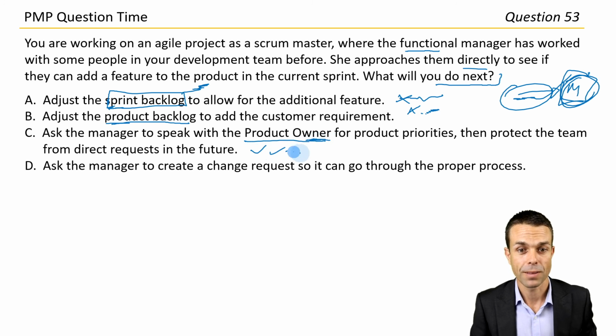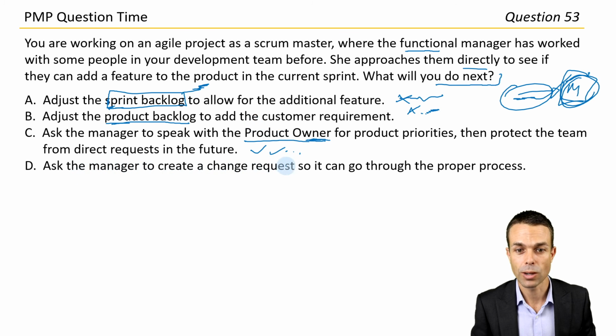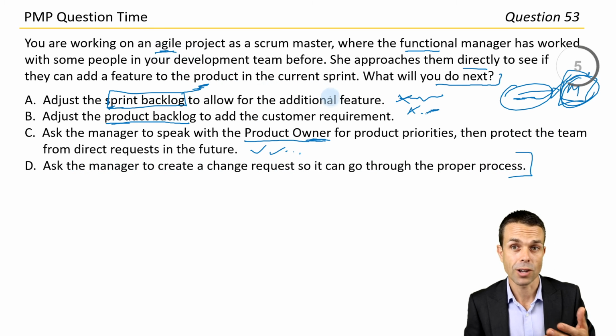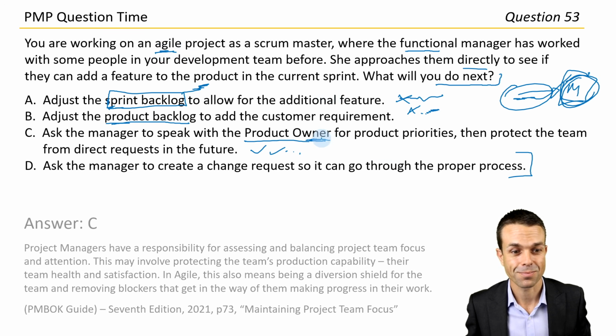I really like this one. Let's see the last one just in case. Ask the manager to create a change request so it can go through the proper process. Potentially, except we're in an agile team, so I think the prioritization method is probably the best. So let's go with answer C.